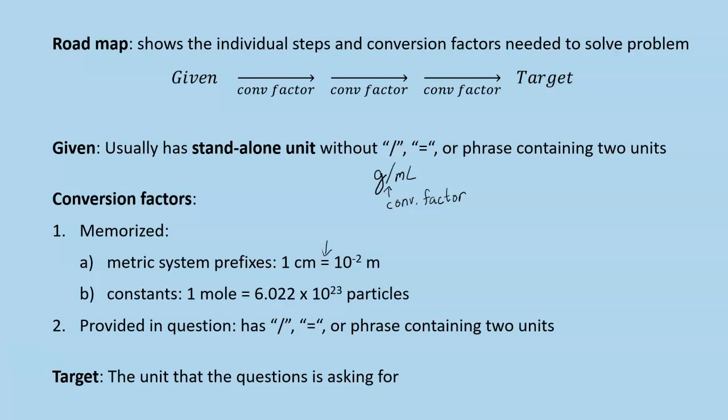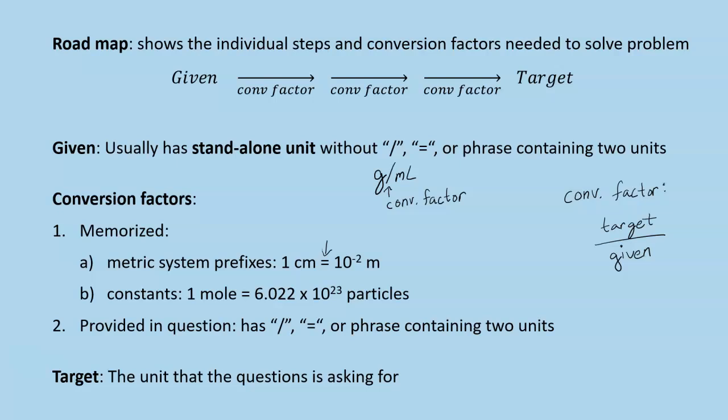So remember in general that when we had a one-step unit conversion, we always, for our conversion factors, would place the target unit on top, and underneath would go the given unit. And those would come from the conversion factor itself.